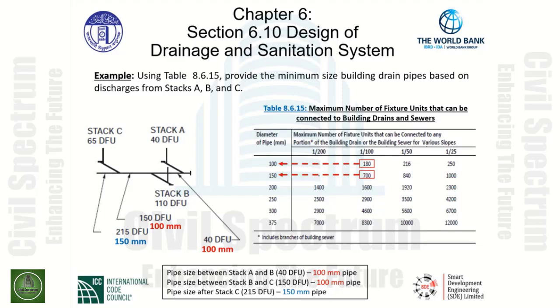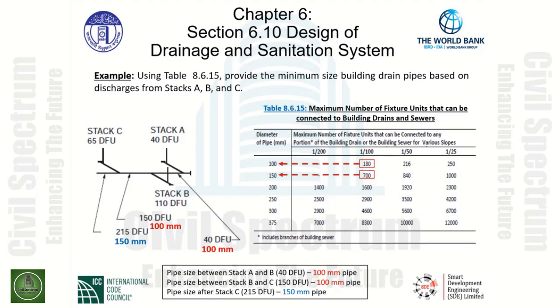The very last segment that is beyond stack C is now 215 drainage fixture units. We move back to the table at a slope of 1 in 100. We're looking for a value of at least 215. 180 will not do it here. We move down one value lower, and we come up with 700 drainage fixture units would be adequate.